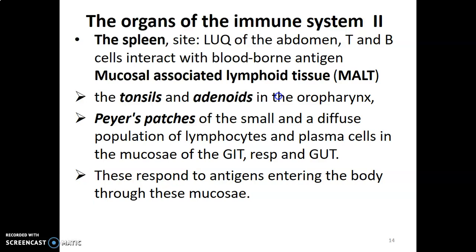So if you're to ingest food that contains microbes, it is the lymphoid tissue within the mucosa-associated lymphoid tissue in the mucosa of the GI tract that will deal with that microbe first.